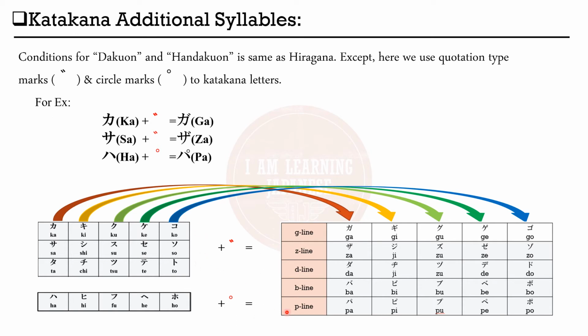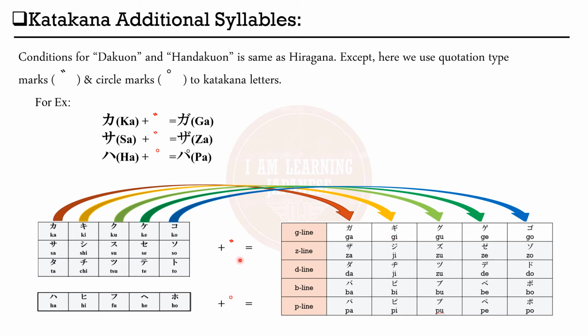Below is the chart shown for dakuon and handakuon on the right-hand side, and on the left-hand side the chart shows from which letters the high pitch and low pitch sounds are formed. For example, on the left-hand side you can see the K sounding syllables. These help in forming the G line sounding syllables. So ka, when added with the quotation type marking, gives ga. Ki plus the quotation type marking gives gi.